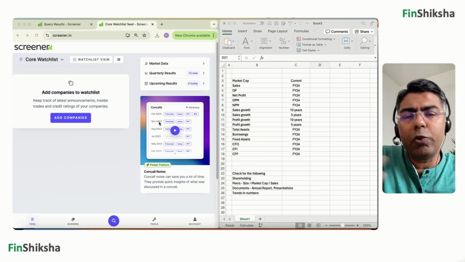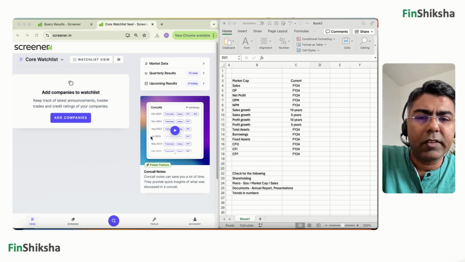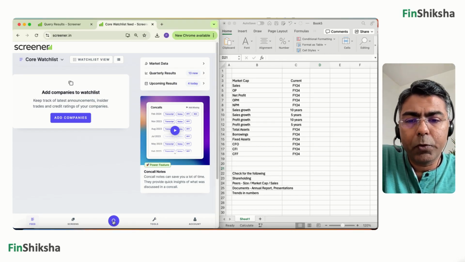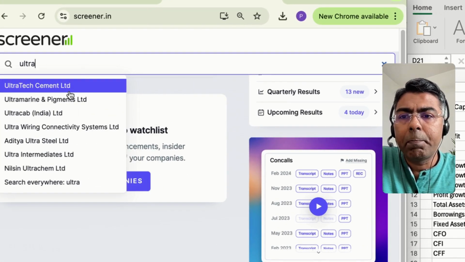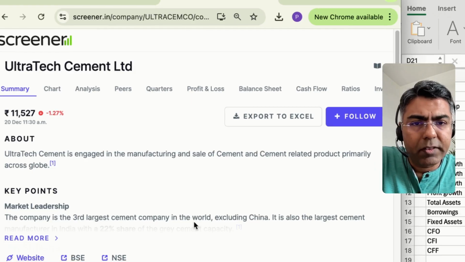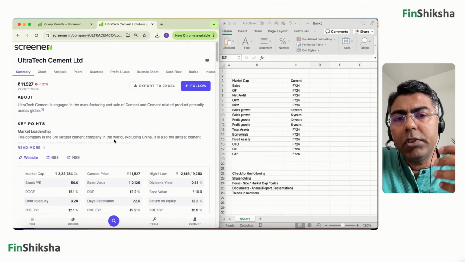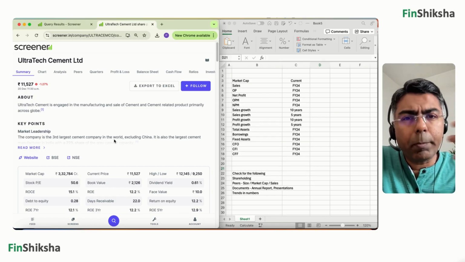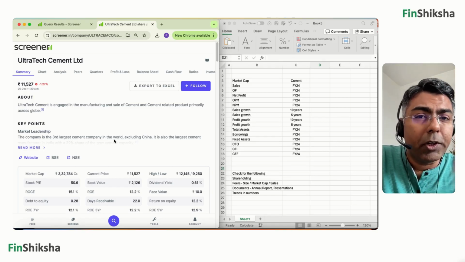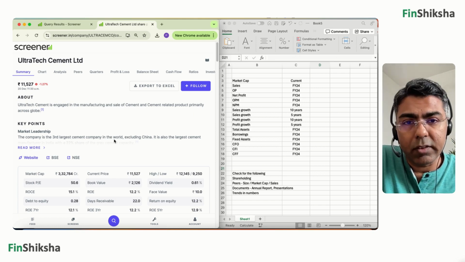So let's say, for argument's sake, we just pick any of the sectors. Say we pick the cement sector. So I start with, let's say, searching for Ultratech Cement, and we get data for Ultratech Cement. Now this is, again, I will repeat, not an exhaustive list. You can choose to look at multiple other data points as well, but this is the bare minimum you would want to know about a company to start the analysis in the first place.